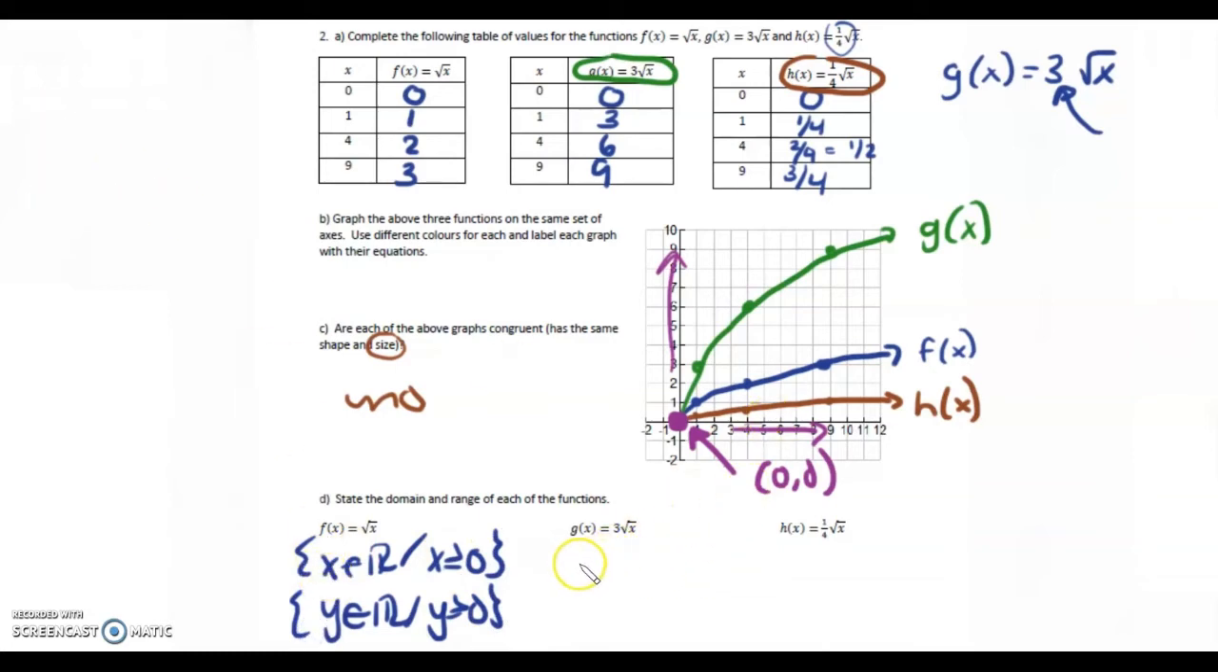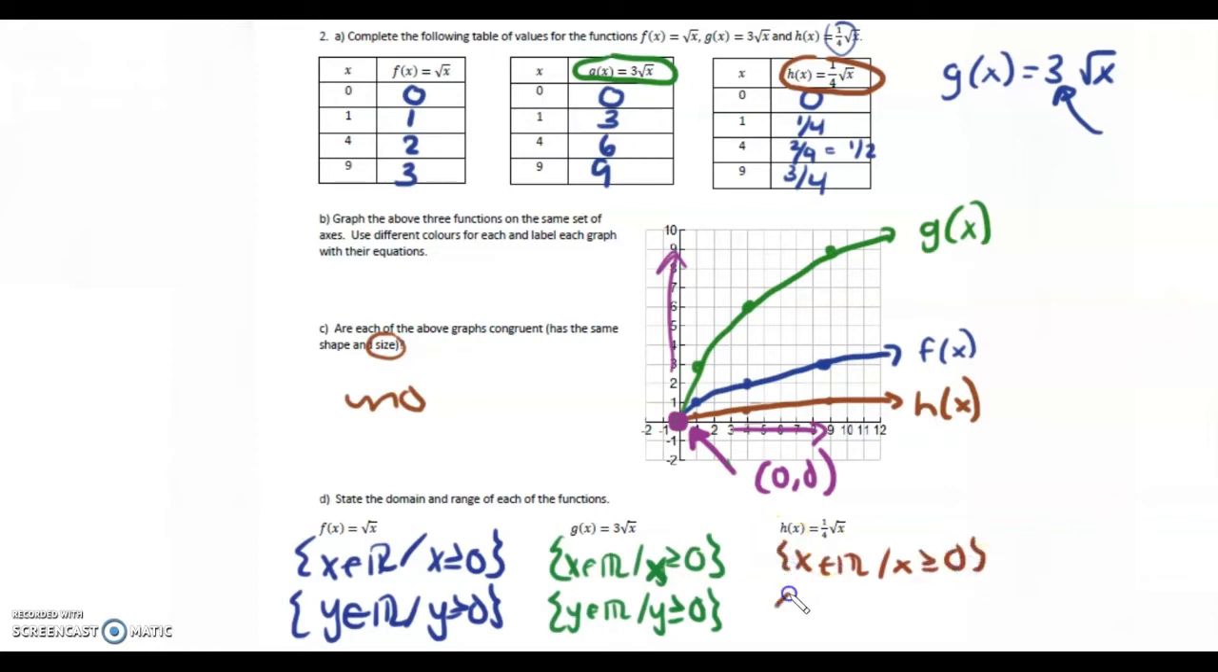Okay, for g at x, it's going to be the same thing. Even though there was a stretch, it's not opening a different way, and it didn't move up or down. So we still have that 0, 0 as our starting point. Okay, and for h at x, we're still going to have x an element of the reals such that x is greater than or equal to 0, and y an element of the reals such that y is greater than or equal to 0.